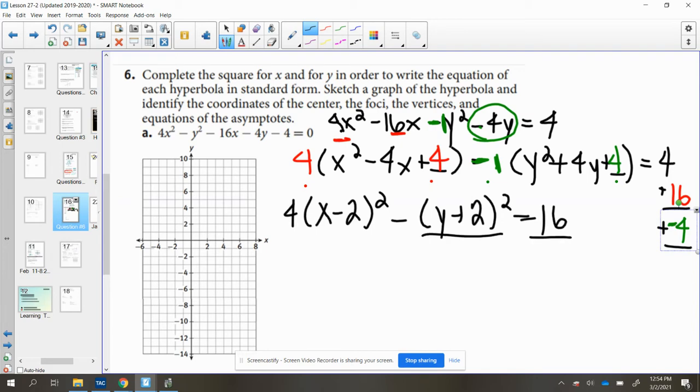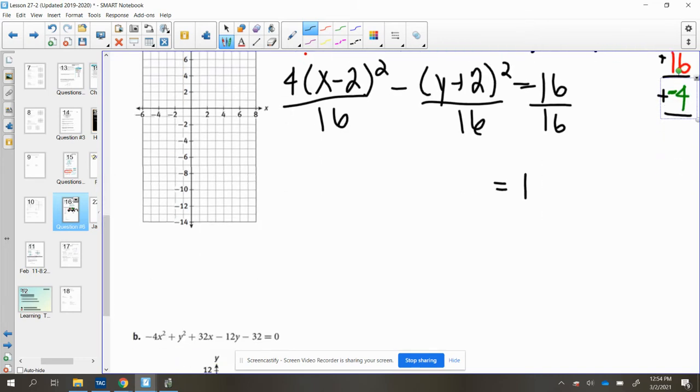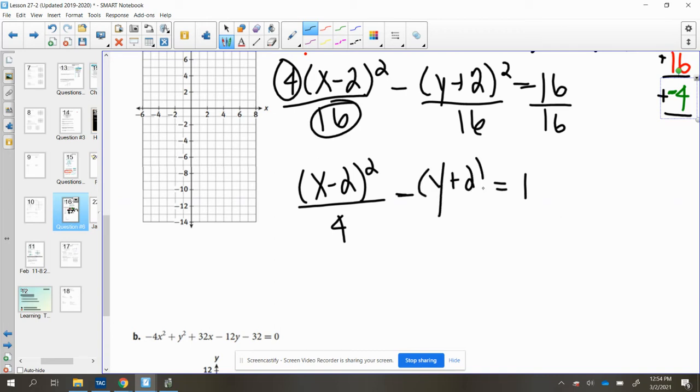And last but not least, divide everything by that 16. So we get this equal to 1. And we end up with x minus 2 quantity squared over 4 when we simplify the 4 and the 16, and then y plus 2 quantity squared over 16. That didn't simplify at all.